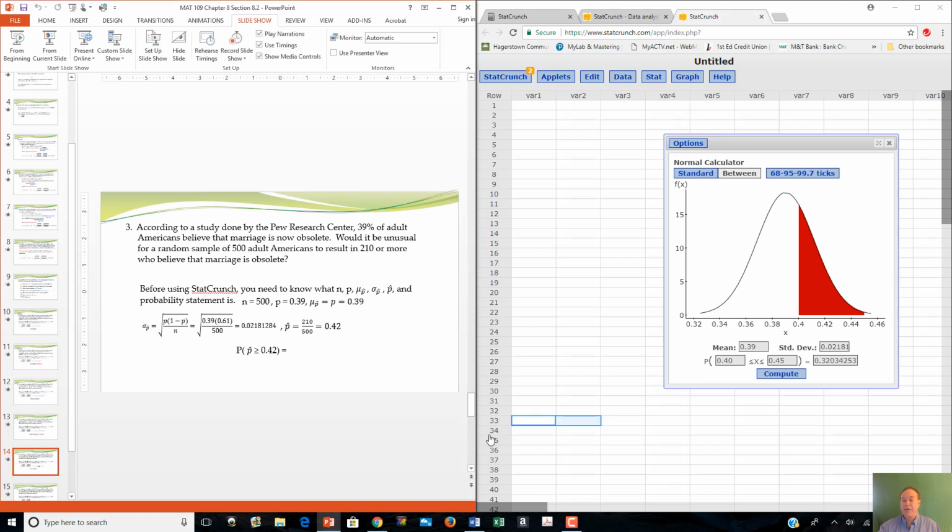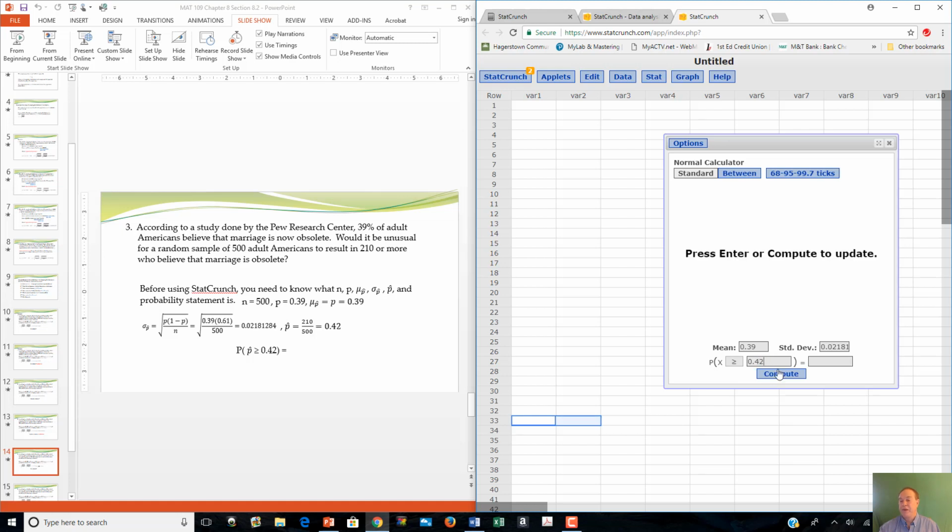Then I would go back to my StatCrunch. This time I'm going to go to standard because the mean is the same, standard deviation is the same, but I want greater than or equal this time, and I want 0.42. Click compute, we get this answer, 0.08451354.